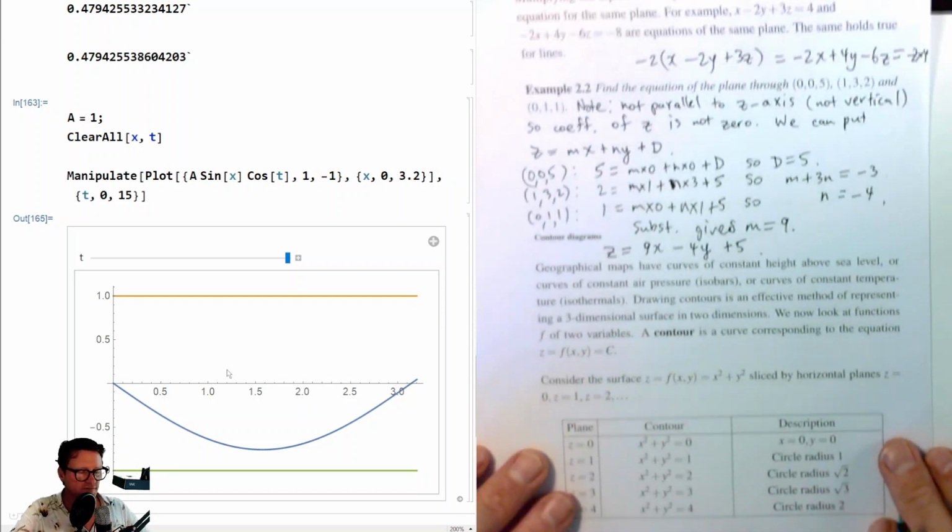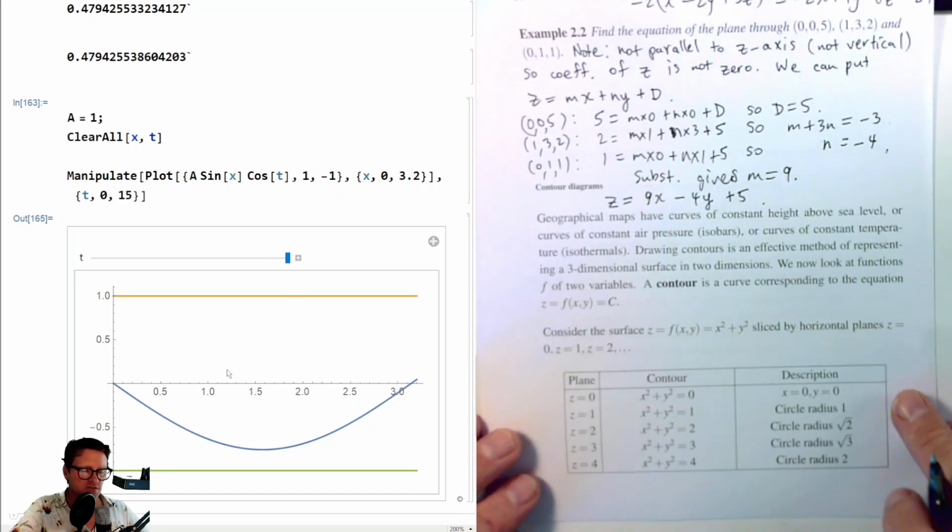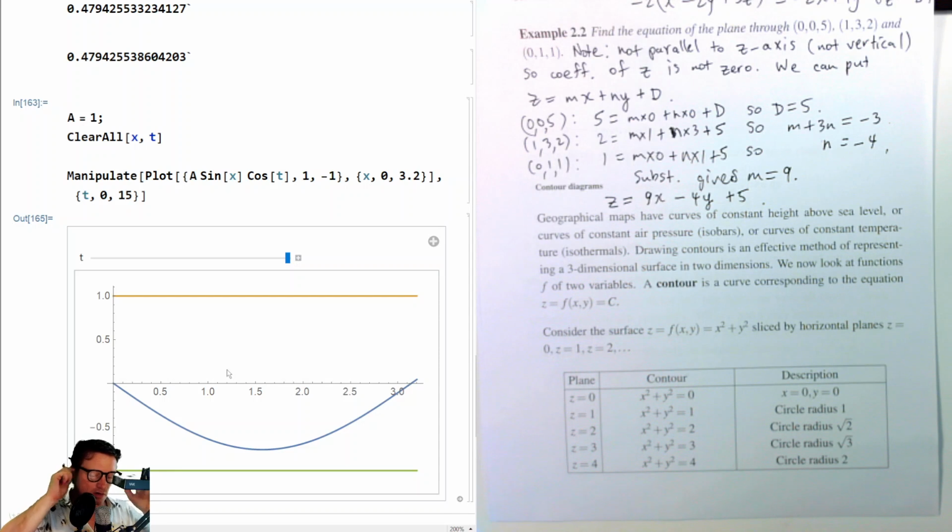All right. Geographical maps have curves of constant height above sea level, or curves of constant air pressure, isobars, or curves of constant temperature, isothermals. So you can guess now that iso means same. Drawing contours is an effective method of representing a three-dimensional surface in 2 dimensions.